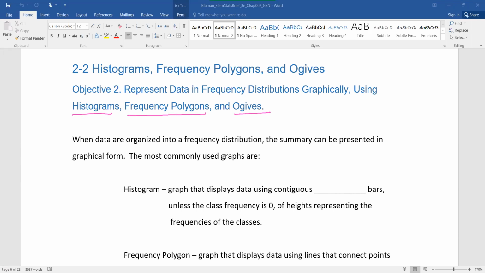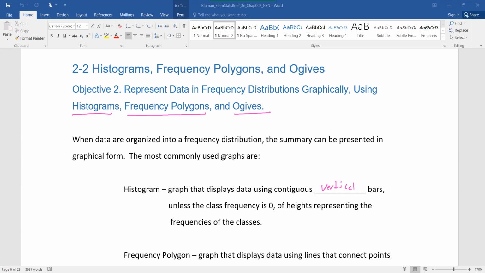So it says when data are organized into a frequency distribution, the summary can present it in graphical form. And you've seen that before, even with pie graphs and stuff like that. The most commonly used graphs are histograms. Histograms display data using contiguous vertical bars. It is not considered a histogram if it is not vertical.